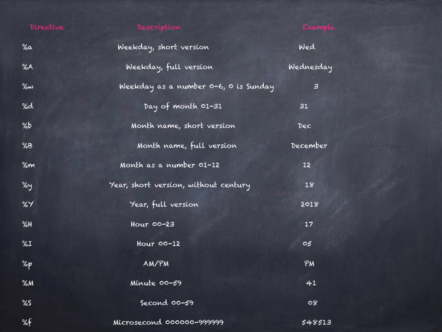%H, capital H, is to represent the 24-hour format. So the hours will be displayed in 00 to 23 format. And the time 5 p.m. is represented here using 17. Okay. Next is %I, which displays the hour in 12-hour format, and you can add AM and PM to the displayed time by using %p.